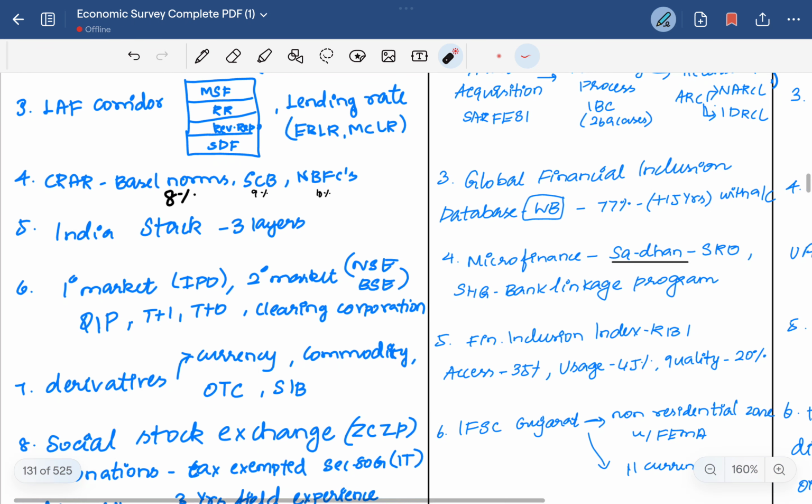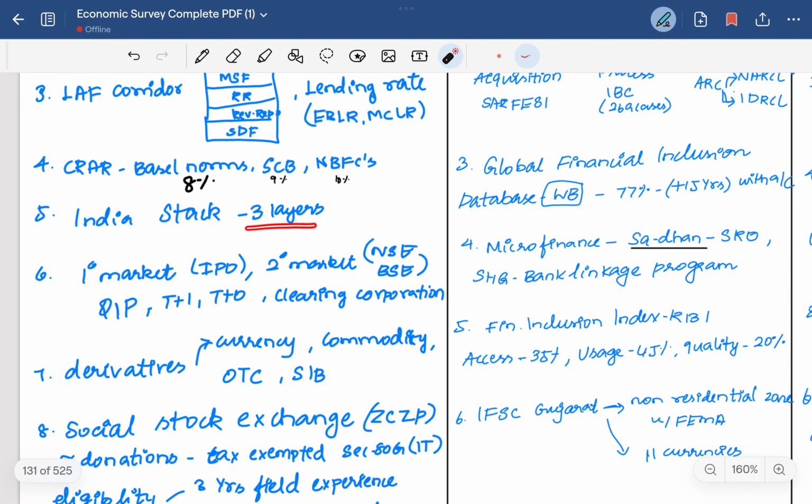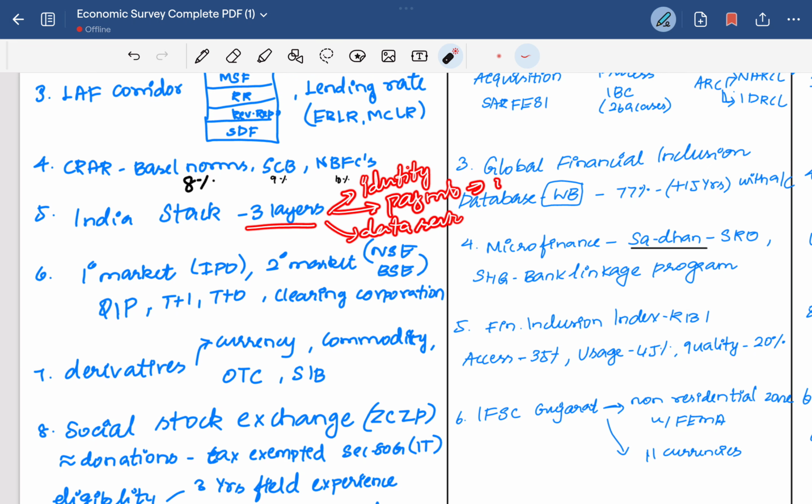Then the India Stack, which is the digital public infrastructure created by the government. It includes 3 layers: the identity layer, the payments layer, and the data security layer. The payments layer you can link with UPI. The identity layer can be linked to Aadhaar or some other identities. Then the data security layer.